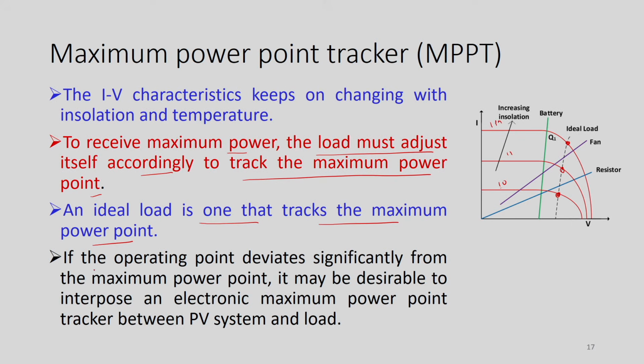If the operating point deviates significantly from the maximum power point, it may be desirable to interpose an electronic maximum power point tracker between the PV system and load. So, we have the PV system and then we have the load. In between we need to install this MPPT to control and get the maximum power. In this figure you can see the different loads, with increasing insolation, and this one is for a battery, this one for a fan, a resistor, but we need to operate at this maximum power point.